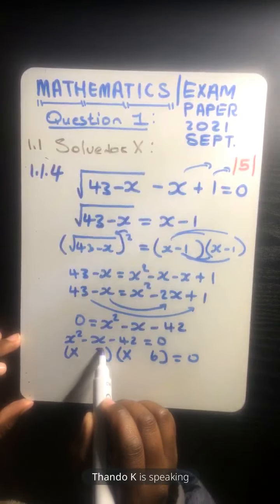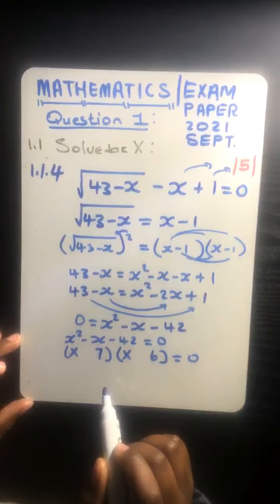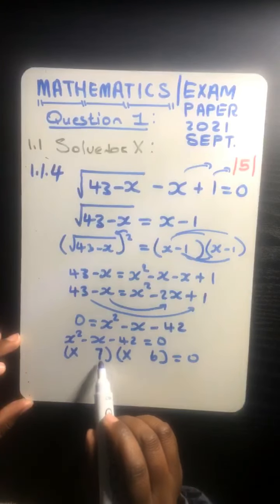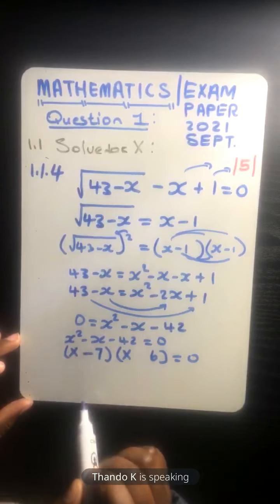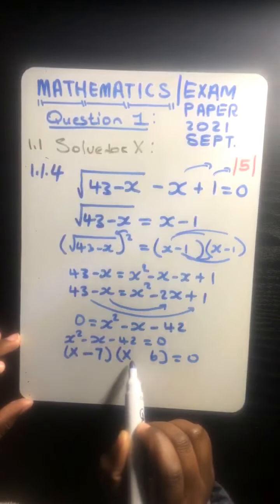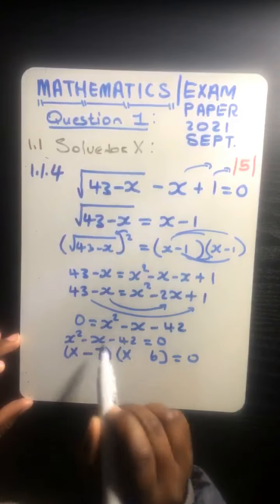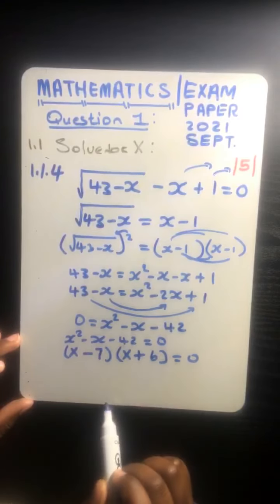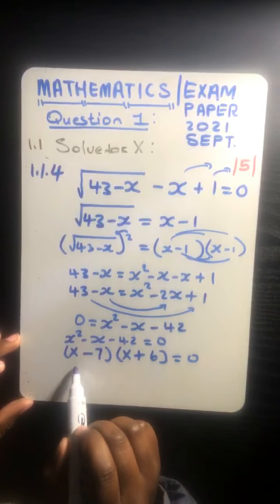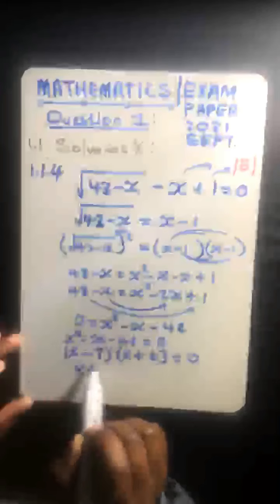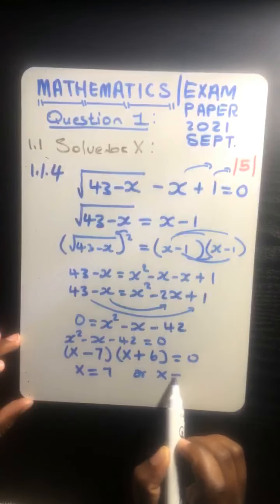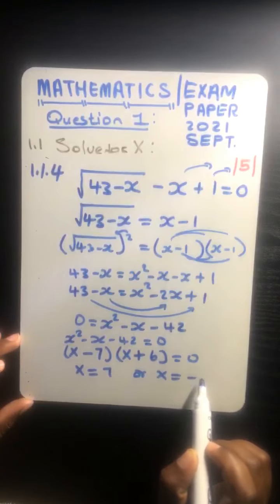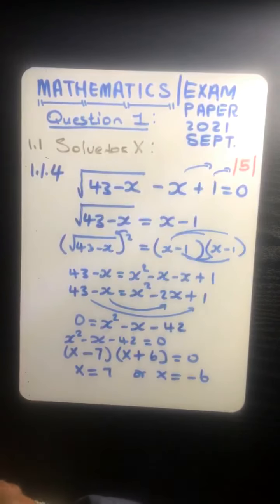Okay, 6 and 7. So the bigger number takes the sign of the middle term. What is the middle term? It's negative. Yes. And then for that 6, for us to achieve a negative there, we multiply by a positive value. So you can therefore say x actually equals what? Can you see? You can equate it to 7, or x equals -6 over there.